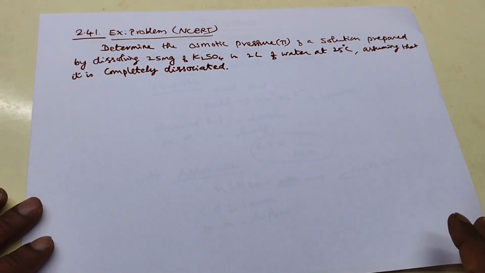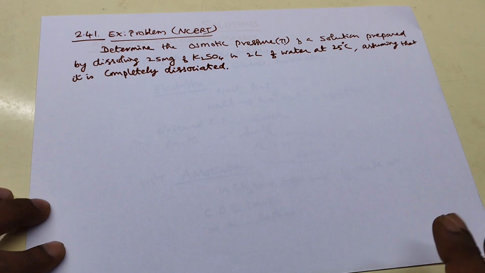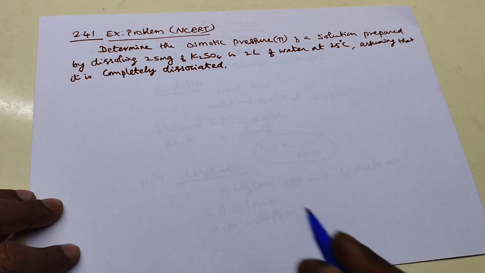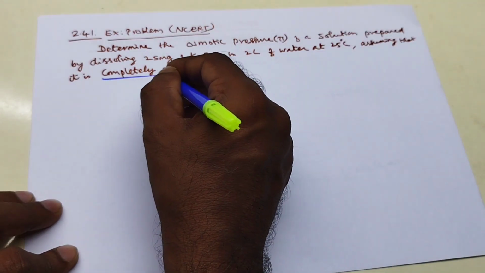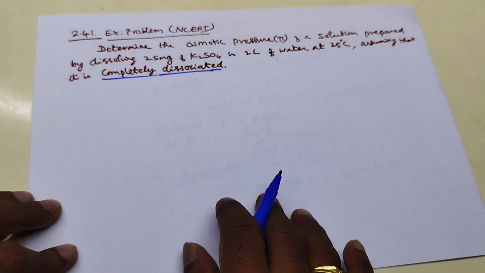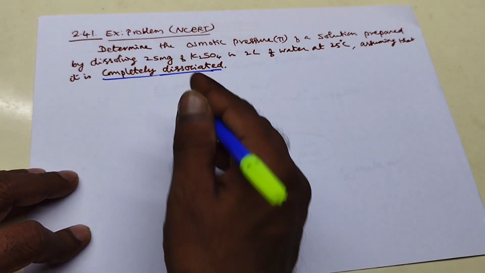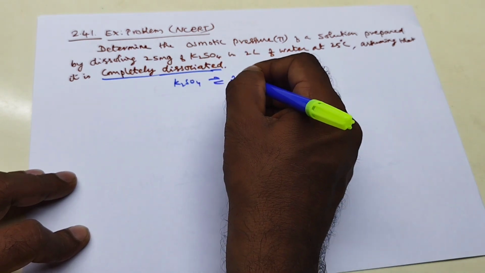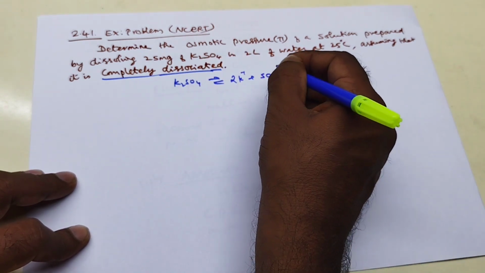The other one is NCERT exercise problem 2.41. If we read the problem: determine the osmotic pressure pi of a solution prepared by dissolving 25 milligram of potassium sulfate in 2 liter of water at 25 degrees centigrade, assuming that it is completely dissociated. This is a keyword while solving the problem. It is completely dissociated, so you have to write that K2SO4 dissociates into 2K plus and SO4 2 minus.